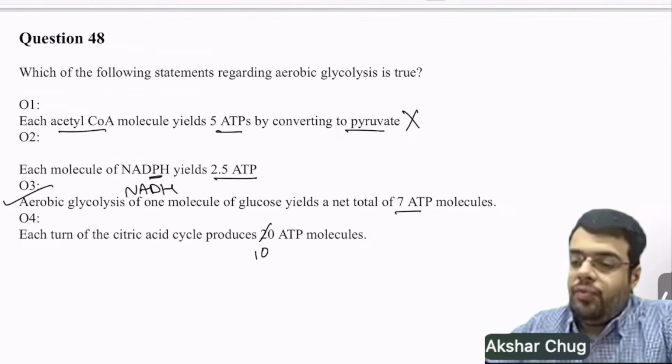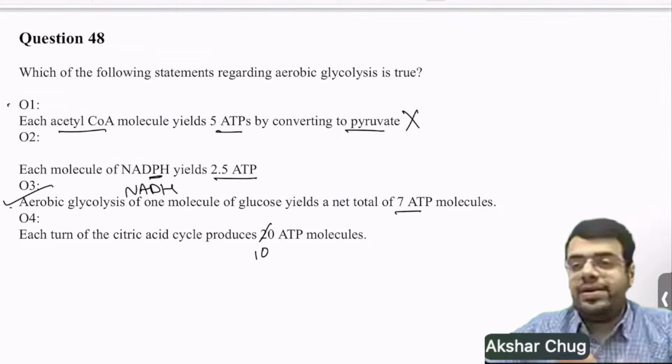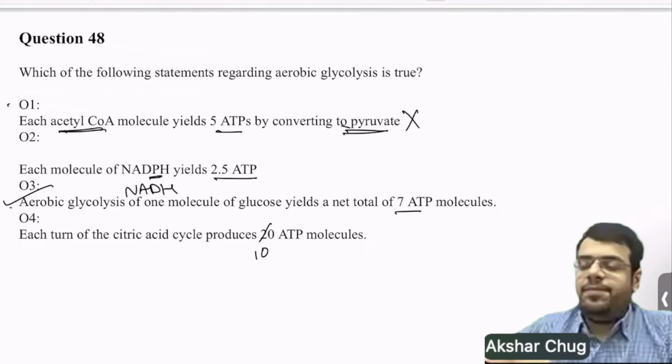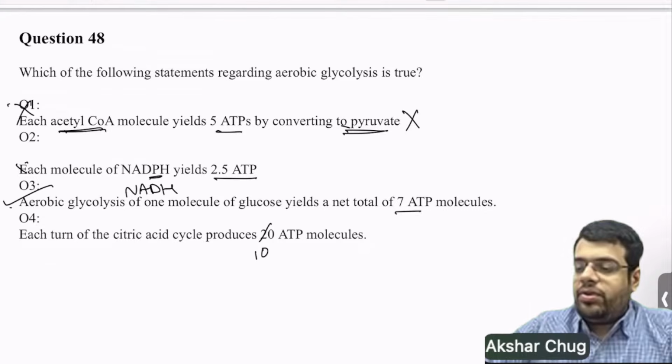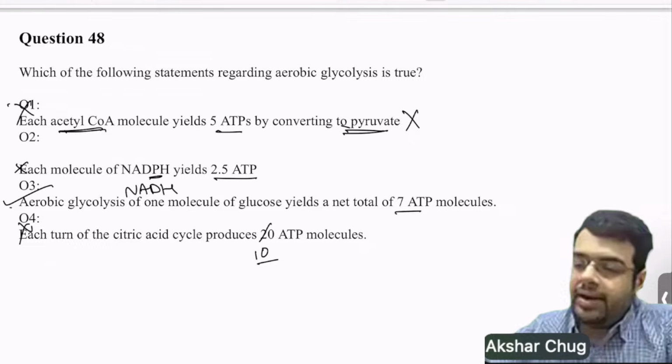So whenever you think 2 statements are correct, you need to find out which one makes more obvious sense and which one is a trapper. So acetyl-CoA never can convert into pyruvate. It is only a one-way channel. So in this question, this would be wrong. This would be wrong because there is NADPH, and this would be wrong because there are 10 ATP produced and not 20. So the correct answer is option 3.